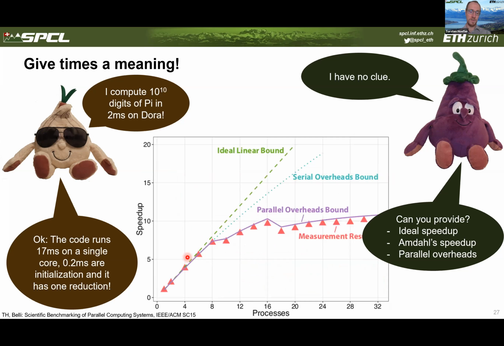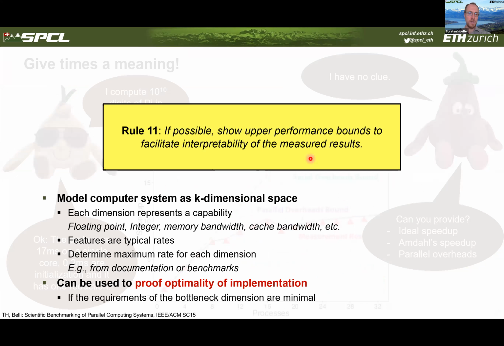We can also plot this as a speedup plot. So this was a time plot. This is exactly the same data as a speedup plot. Remember, if you plot speedup plots, we should always have the serial base case. But we can now see that this code is actually well optimized and runs relatively well. So as rule 11, and this is one of the most powerful rules, if you show upper performance bounds, you can facilitate interpretability of the results, and even better, you can prove sometimes that your implementation is optimal.